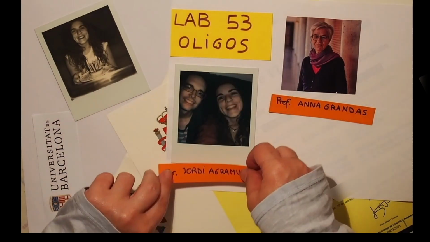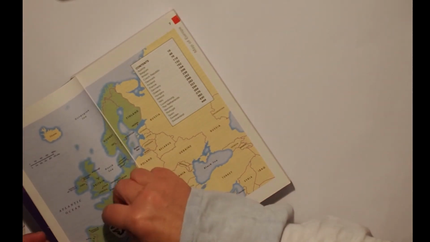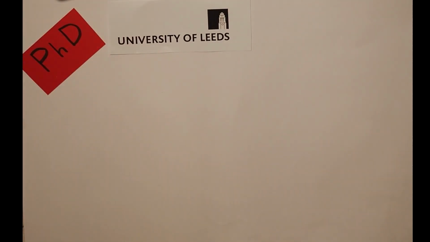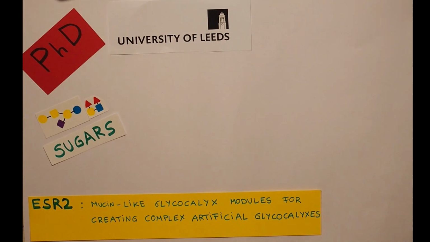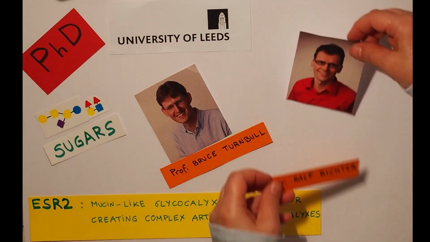Jordi Agramunt. After my master degree, I moved from Barcelona to Leeds to start my PhD project in the University of Leeds, and by this way, discover the world of sugars. For that reason, I became a researcher in the project ESR2 under the supervision of Professor Bruce Turnbull and Dr. Ralph Richter.